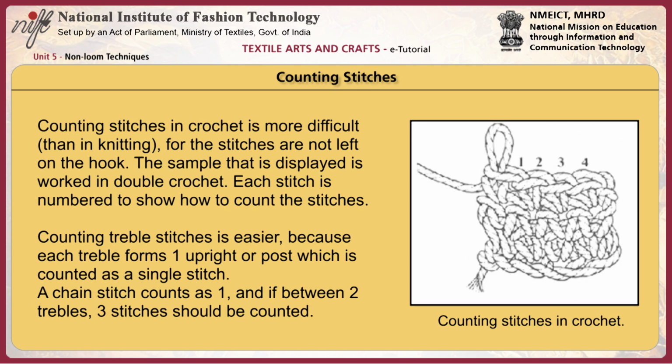Counting stitches in crochet is more difficult than in knitting, since the stitches are not left on the hook. The sample that is displayed here is worked in double crochet. Each stitch is numbered to show how to count the stitches. Counting treble stitches is easier because each treble forms one upright or post which is counted as a single stitch. A chain stitch counts as 1, and if it lies between 2 trebles, it should be counted as 3 stitches.